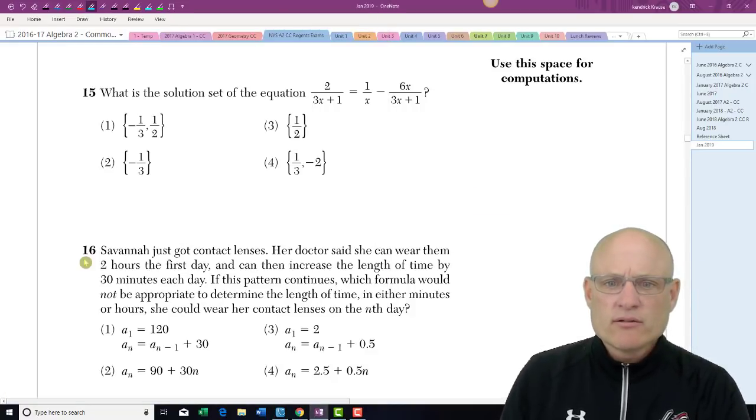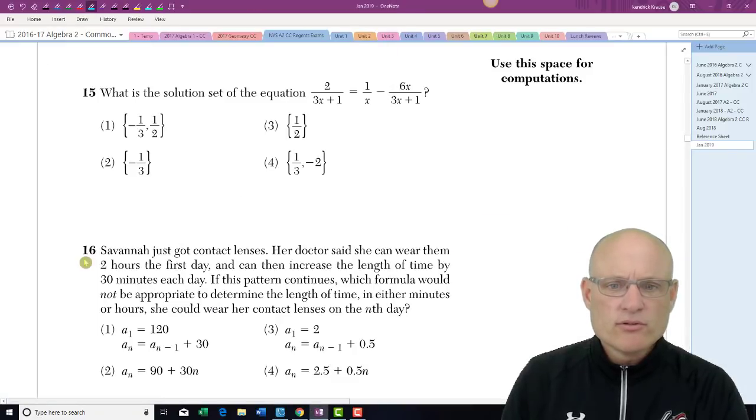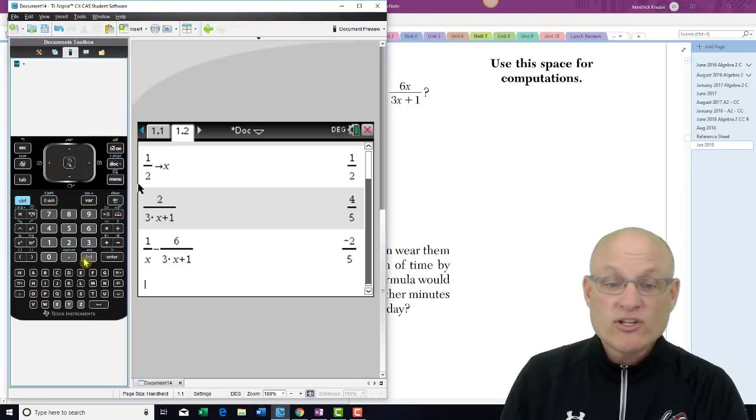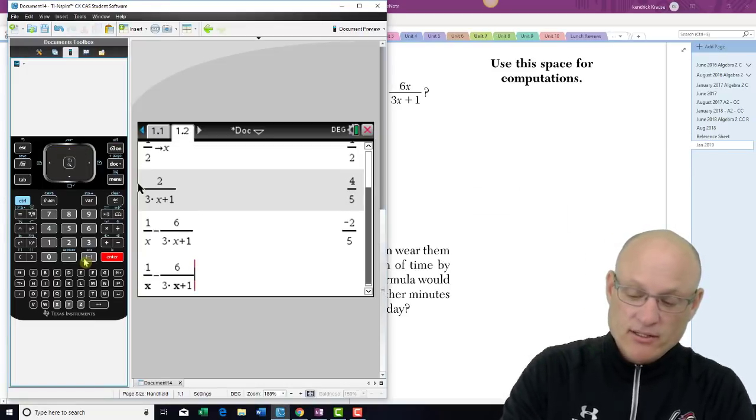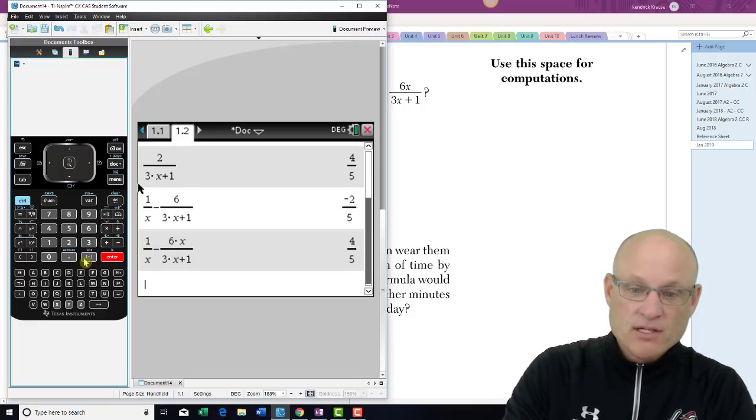Oops, didn't write it in right. 1 over x minus 6x. You've got to type it in right. I forgot the x. 6x over 3x plus 1. So that's the right side.